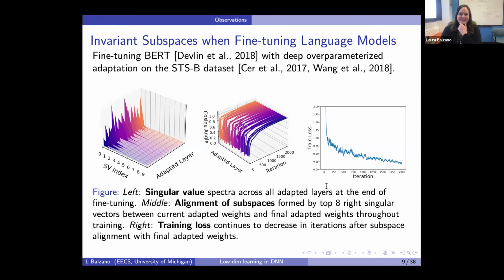All right, so even after these singular subspaces seem to converge, like say around 1500 iterations here, we can see the training loss is still decreasing, okay? So there's some training still happening, but the subspace is staying the same, all right? And that's one of the ideas here we want to focus on.